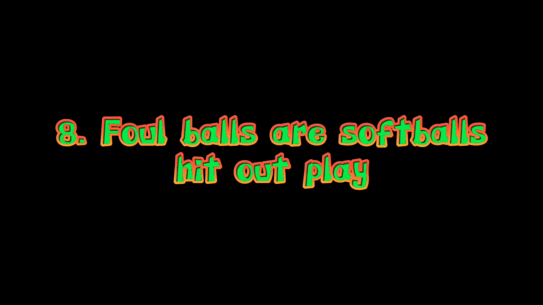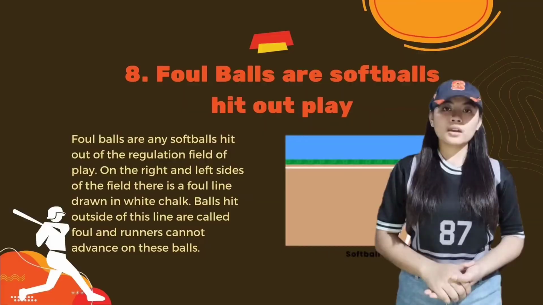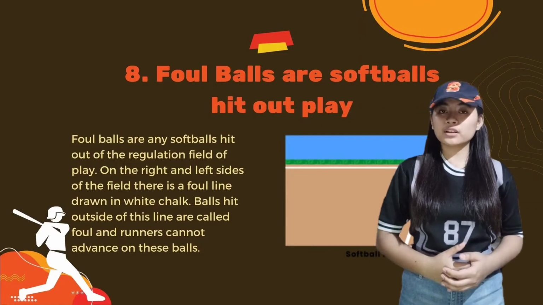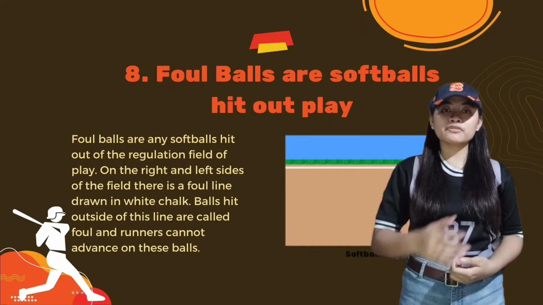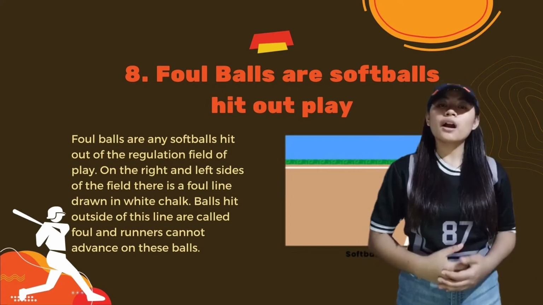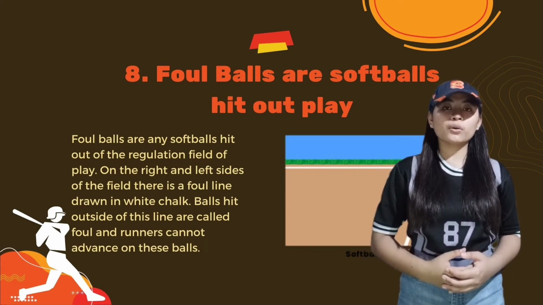Number 8. Foul balls are softballs hit out of play. Foul balls are any softballs hit out of the regulation field of play. On the right and left sides of the field, there is a foul line drawn in white chalk. Balls hit outside of these lines are called foul, and runners cannot advance on these balls.